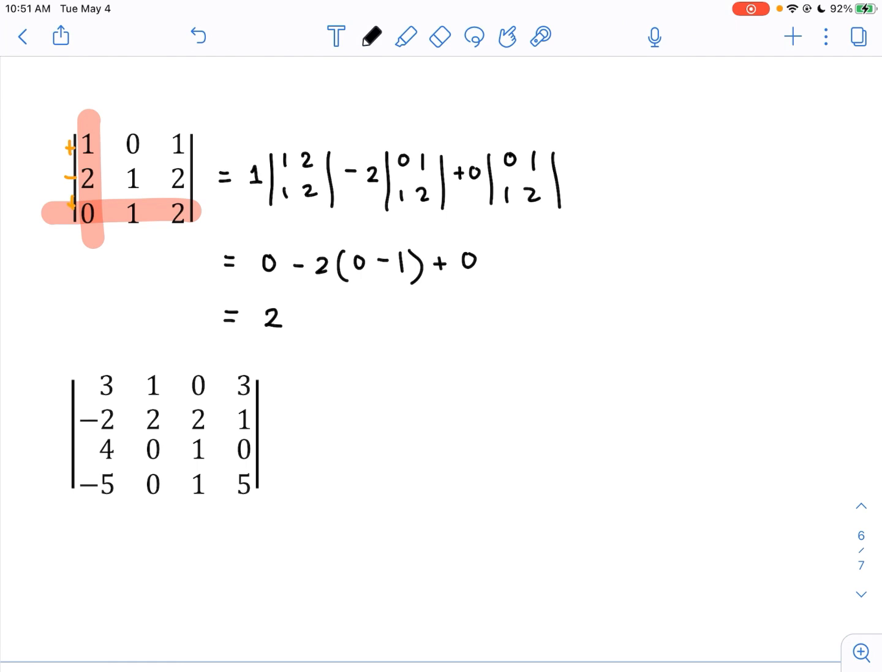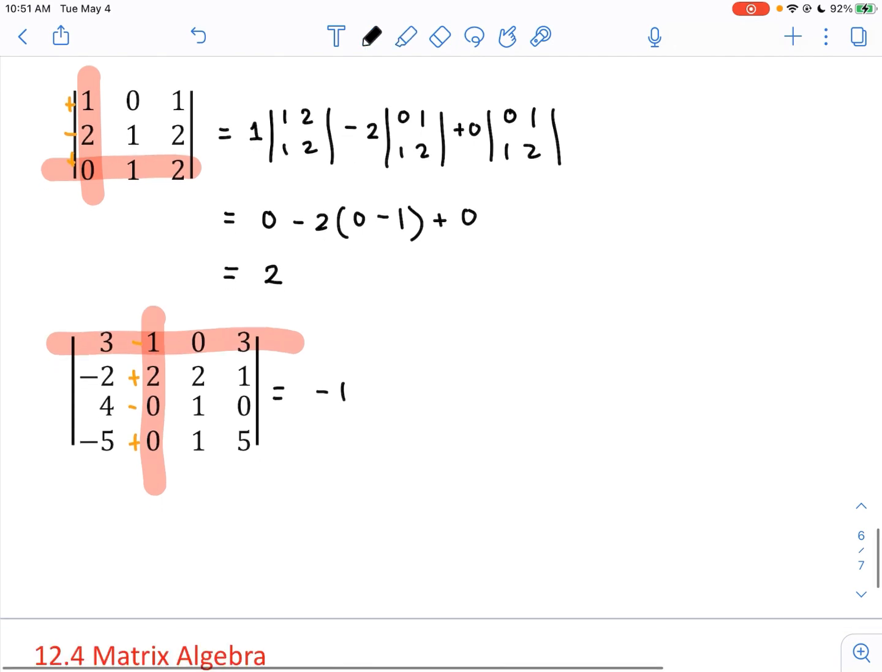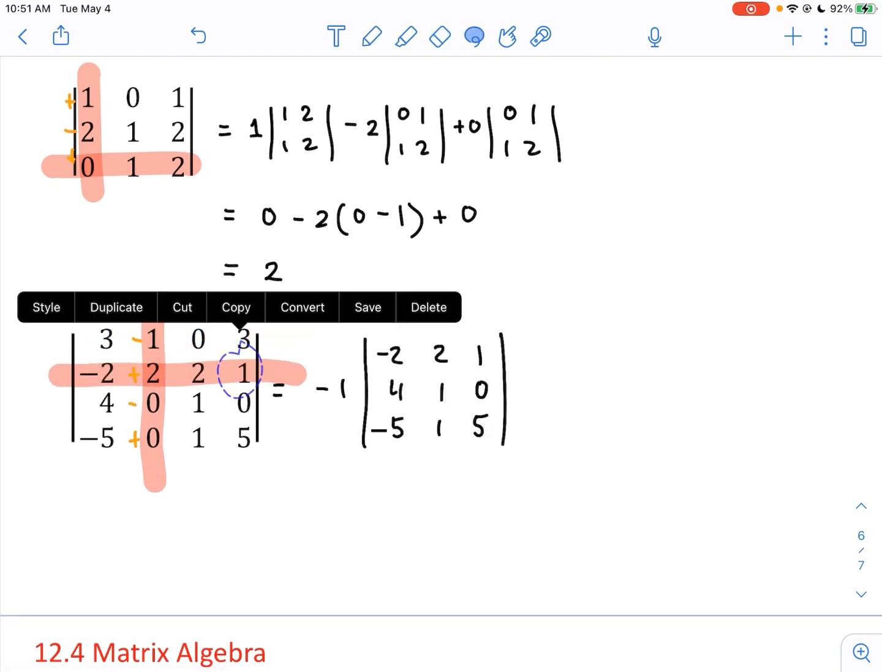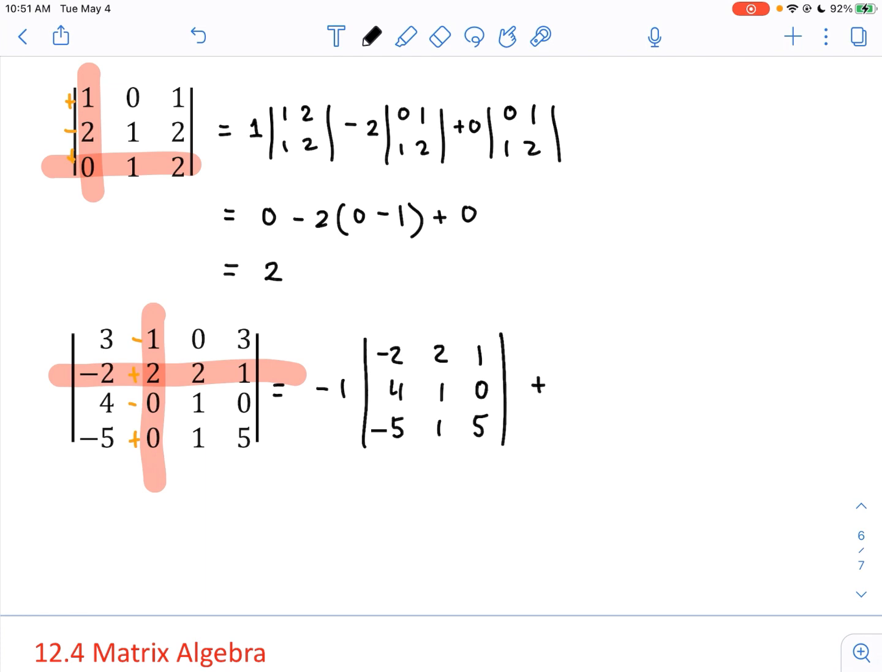Now our matrix of signs would put a plus in this position. So this position would be a minus 1, then a positive 2, then a minus 0, then a positive 0. Now we target the first entry of that column. The matrix of signs puts a negative in front. So we have a negative 1 times a 3 by 3 determinant of what is not crossed out. And now we move our targeting down to positive 2. So we have a positive 2 times a determinant of what's not crossed out.